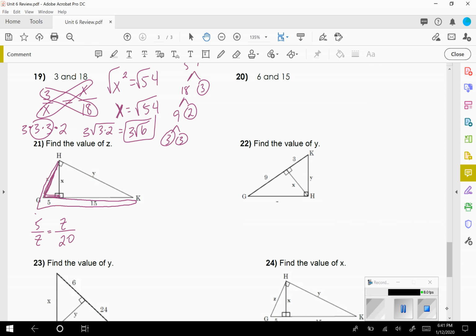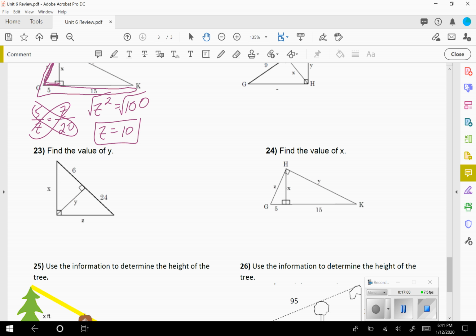Okay, so we just do our cross products again. So we have z squared, and if you do 20 times 5, you get 100. Okay, so just take the square root now. So z, and the square root of 100 is just 10. So there we go.